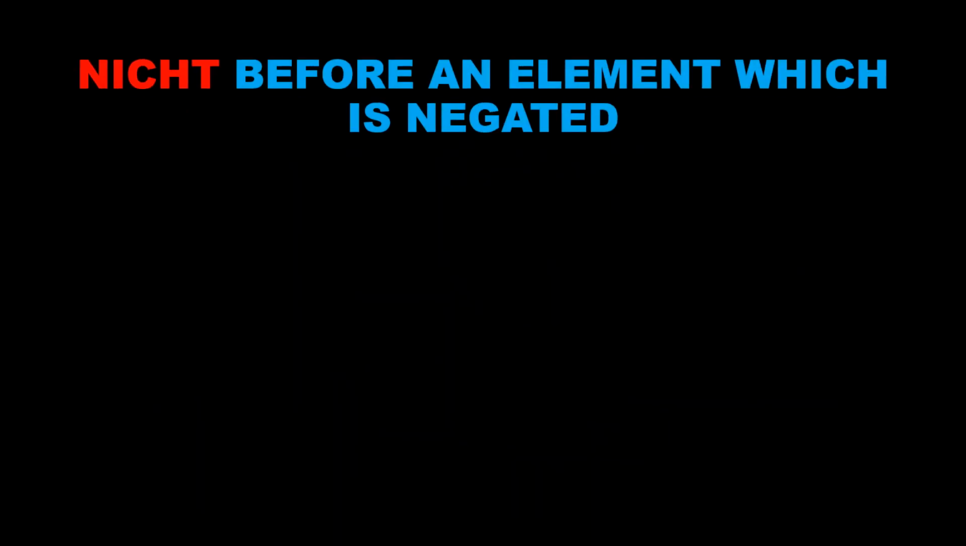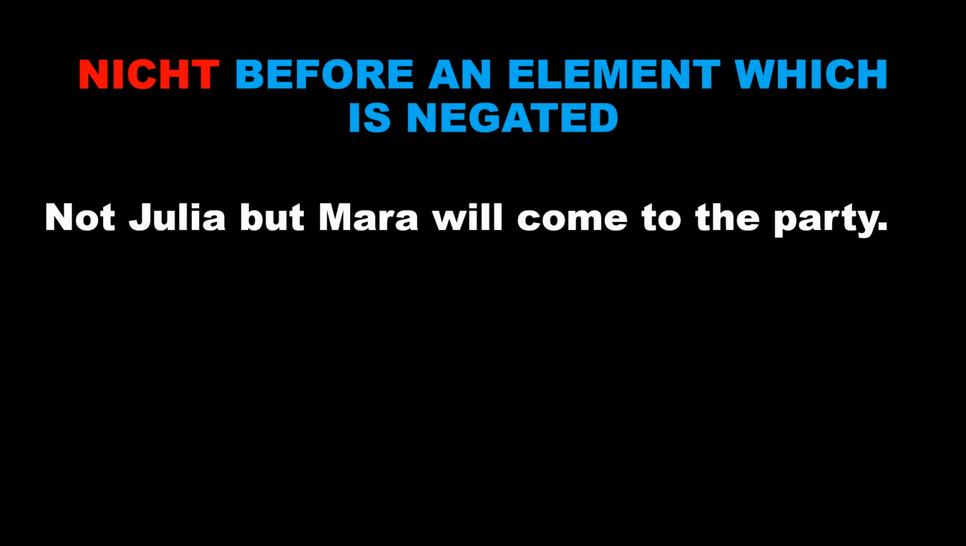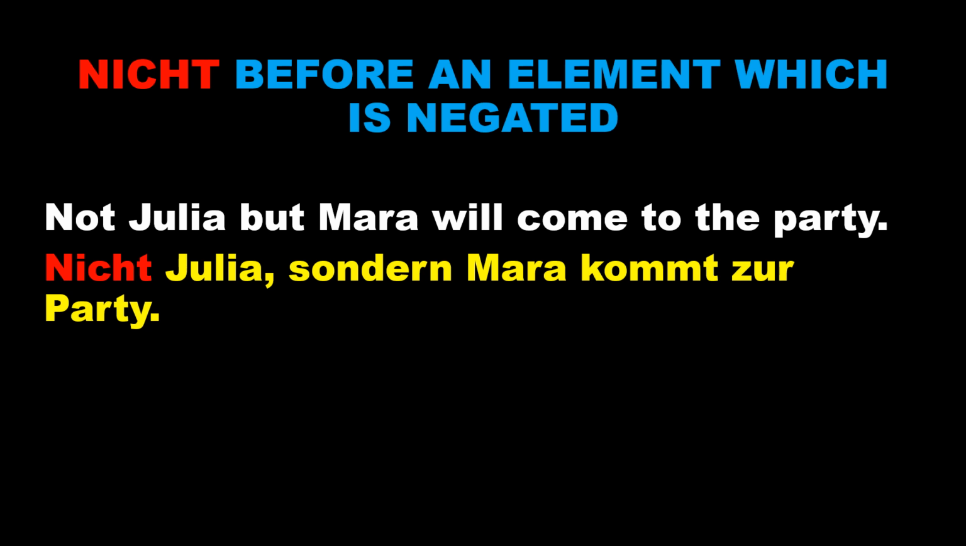Nicht before an element which is negated. Not you, not Julia, but Mara will come to the party. Now here what you are doing, you are just negating Julia, not anybody else, not the entire sentence. Let's see how to translate it. Nicht Julia, sondern Mara kommt zur Party. Here you can see the entire sentence is not negated, only one part, one element is negated using nicht.